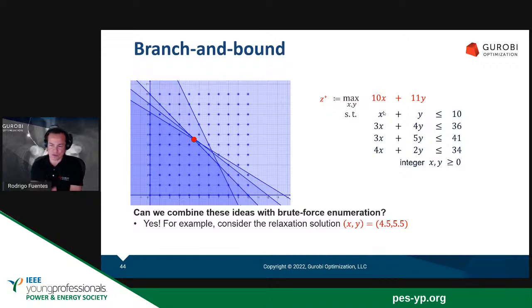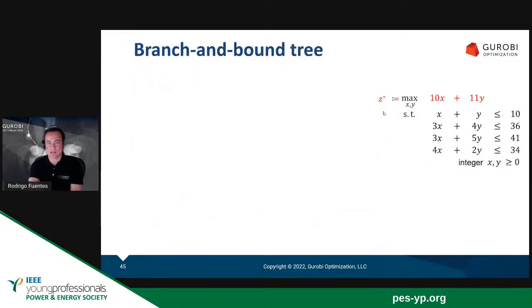So let's take the solution that we had of the relaxation, which was 4.5 and 5.5, and let's see what we can do with it. Let's take this problem. We know that at the root node, the solution of the relaxation is 4.5 and 5.5. That's what we have when we haven't done any branching, and I'm going to talk about what branching is. The root node is when we haven't branched on any of the integer variables. We know the objective is 105.5 for 4.5 and 5.5. And if we round those numbers down to 4 and 5, our best incumbent is 95. That's what we have when we start.